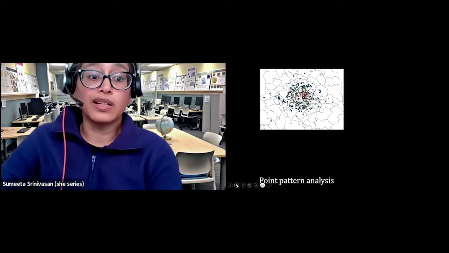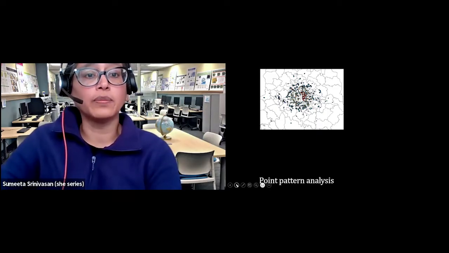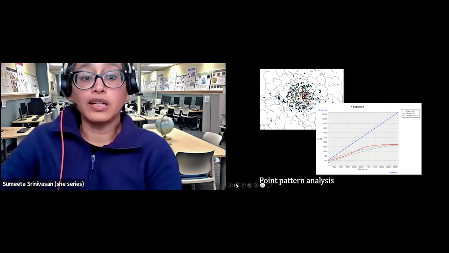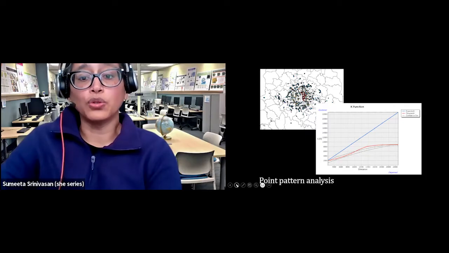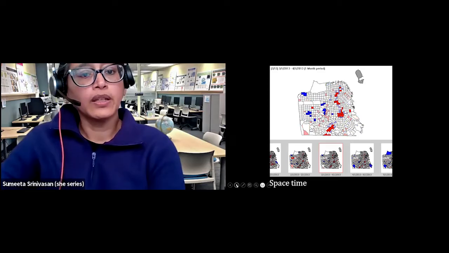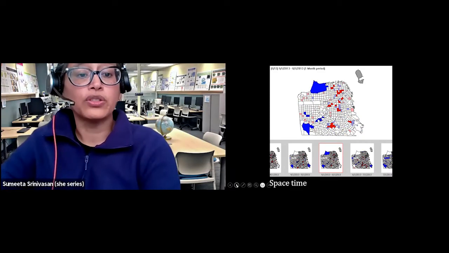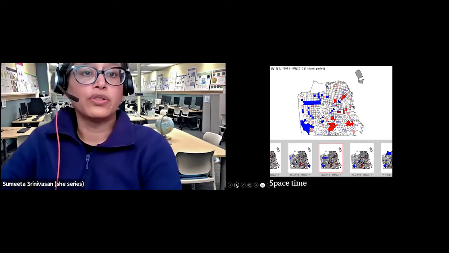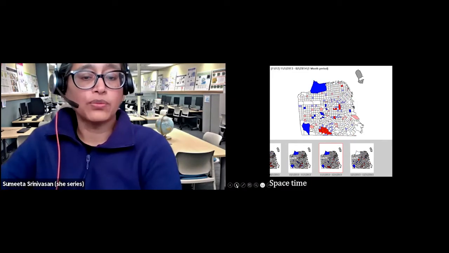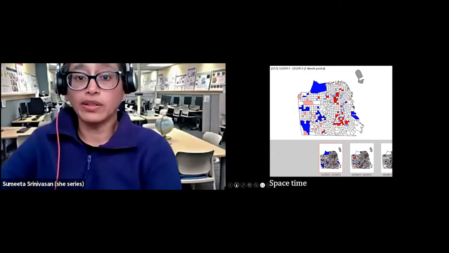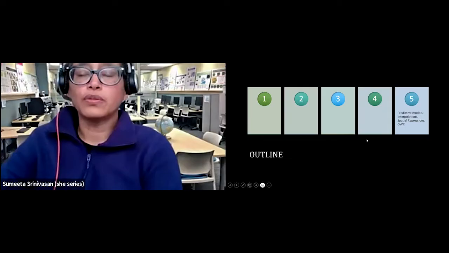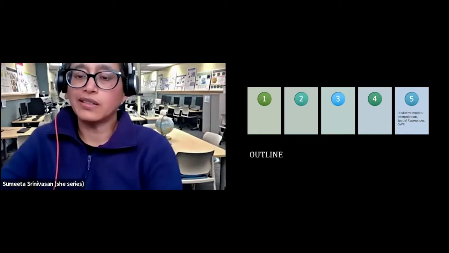You can also do different kinds of point pattern analysis. Here, looking at Beijing house sales, and then seeing that they are very clustered in the more central parts of the city. You could also look at things over time. So here's some crime data in San Francisco over a period of 1 year, and we're looking at where crime tends to congregate.